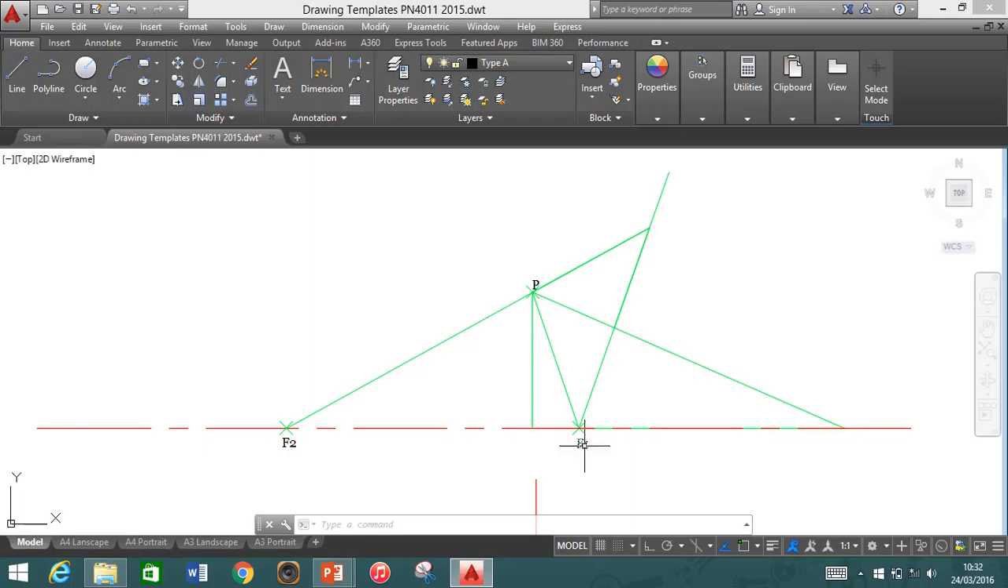Once I reflected F1, I knew that somewhere along the major axis F2 had to be somewhere along this line. So what I did was, at the same angle as P to this point here, I just brought a line back down, and where that cut the major axis, that was where F2 was.